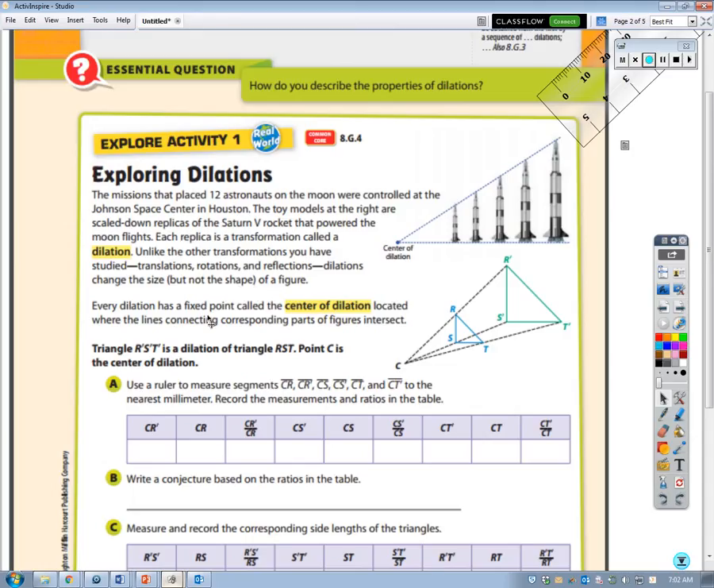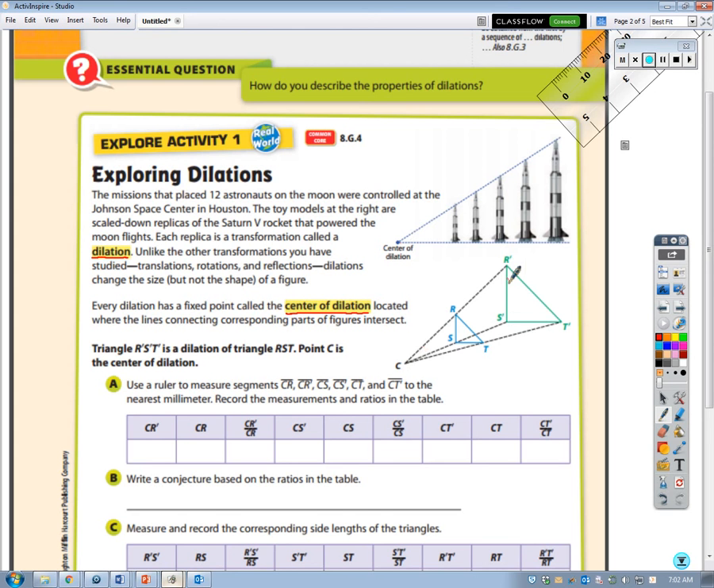Every dilation has a fixed point called the center of dilation. So these are important things to remember here. Dilation is what we're working with, and center of dilation is an important term to remember. It is located where the lines connecting corresponding parts of figures intersect. So this would be the center of dilation for these rockets, and this would be the center of dilation for these two triangles.